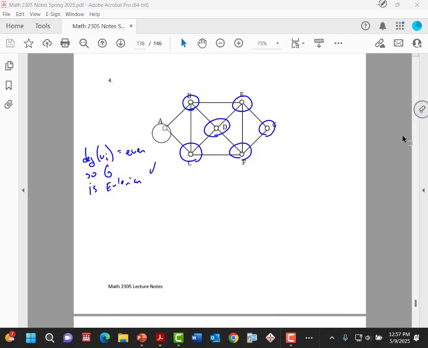Okay, let's see, is this Hamiltonian? Can I find a Hamiltonian cycle in this graph? So I'm going to start here at A. We can find one pretty easily. Let's just go A to B, and we'll come here, and then here, and then here, then we'll go into the middle to go to D, and then we'll come down to C, and then back up to A. And there we have it. So this graph is Hamiltonian.